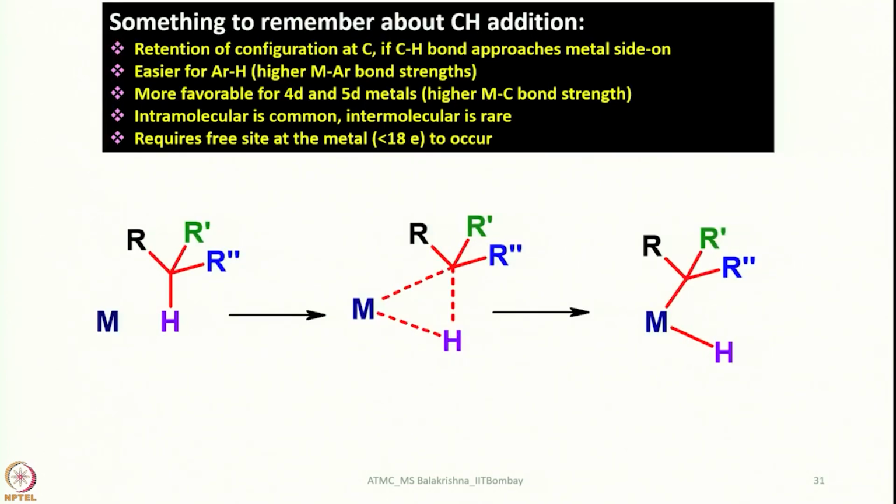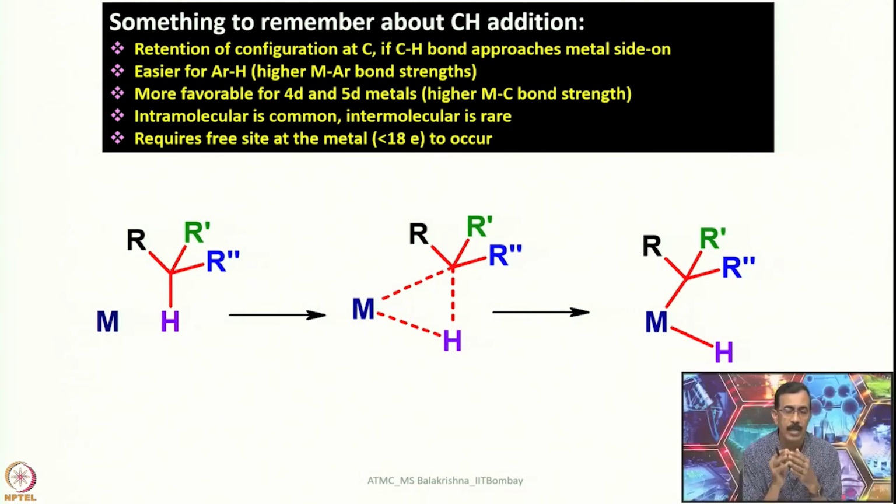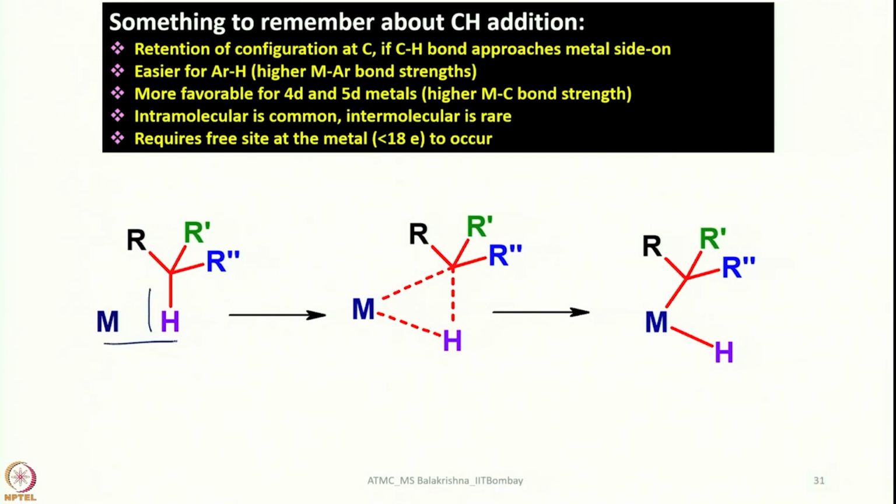Whenever we perform CH addition, retention of configuration takes place at C if the CH bond approaches the metal side on. Always in a 3 center concerted addition, this substrate approaches in a side on position, something like this, that is shown here. So in this case it forms a 3 membered intermediate, that is the reason we call it 3 centered concerted addition, and then it breaks here and oxidative addition is completed.